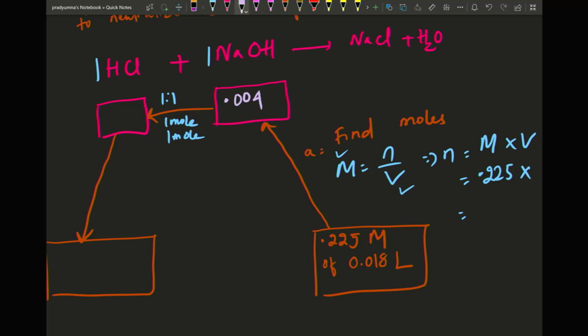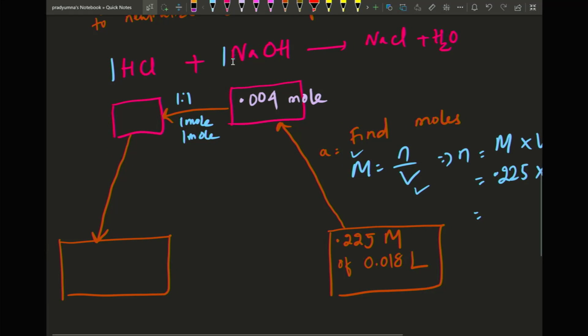0.004 moles. Okay, so what is the conversion factor between sodium hydroxide and HCl? It's going to be 1 to 1. So that means for every 1 mole of sodium hydroxide, it's going to react with 1 mole of HCl. All right, so you have 0.004 moles, so you should get exactly the same number of moles.